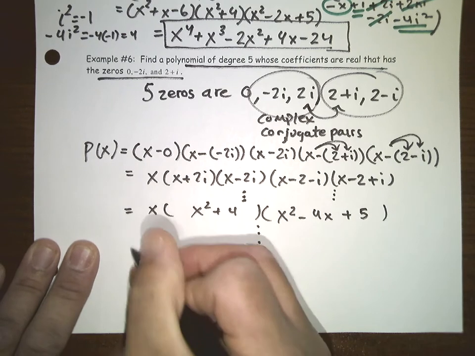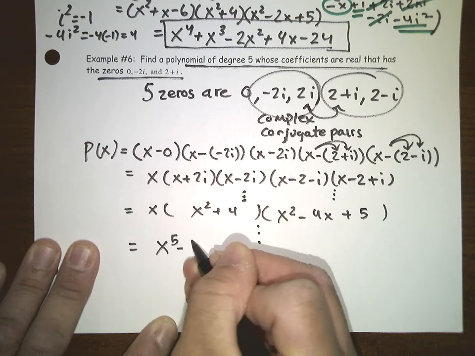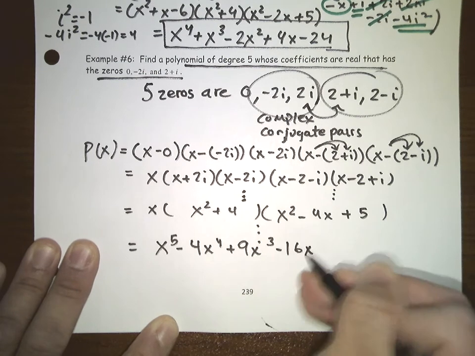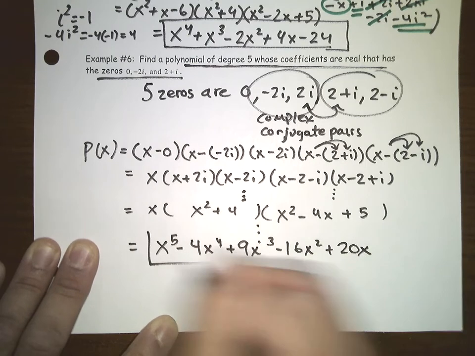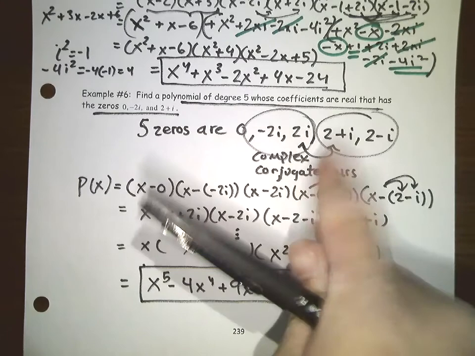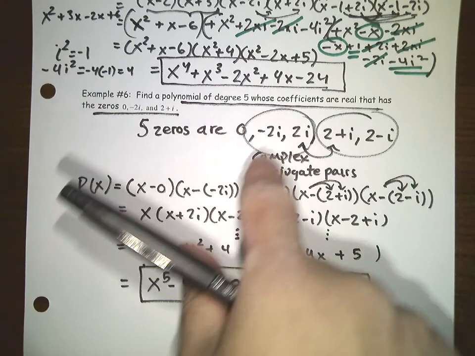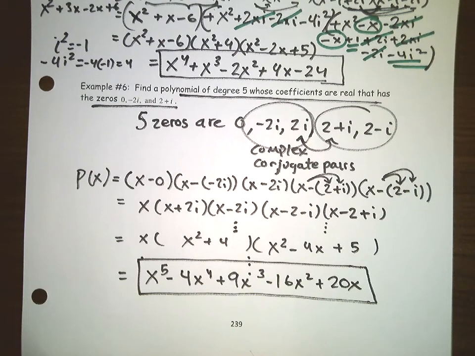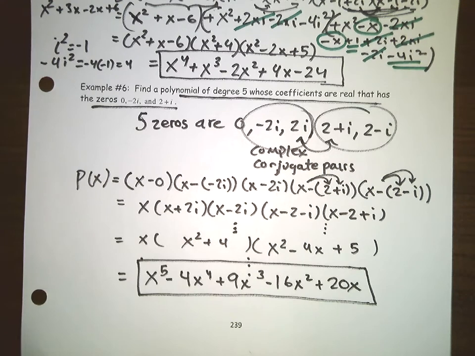then if you multiply these three together, you get x to the 5th minus 4x to the 4th plus 9x to the 3rd minus 16x squared plus 20x. So in my opinion, if you at least get the setup correctly, and you know what the five zeros are, and that they come in conjugate pairs, and you know you're supposed to subtract all of them, then I'm happy with that. If you make some sort of error in the multiplication, I wouldn't be as concerned, because that's something a computer would be multiplying out for most people these days anyway.